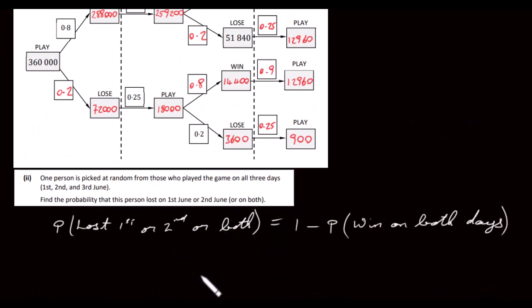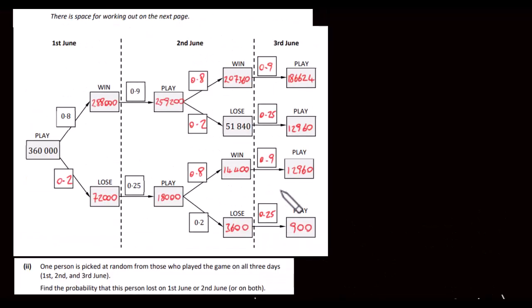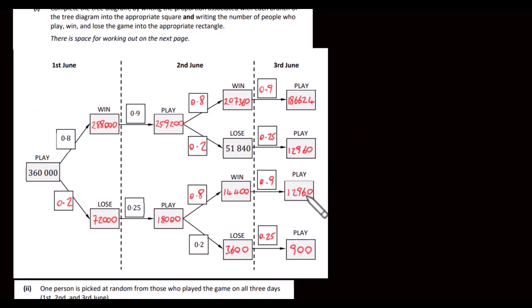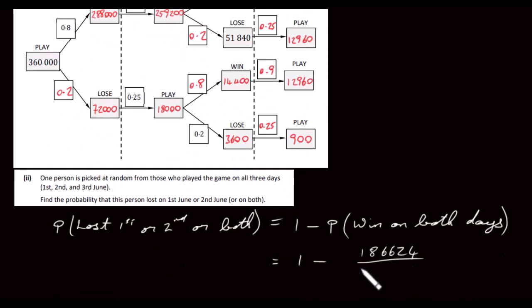186624. So this is going to be equal to 1 minus 186624 over, now, one person is picked at random from those who played the game on all 3 days. So in other words, what we get when we add up all these 4 numbers here. If you add those 4 numbers, you're going to get 213444. And that's really it. This is our answer here.